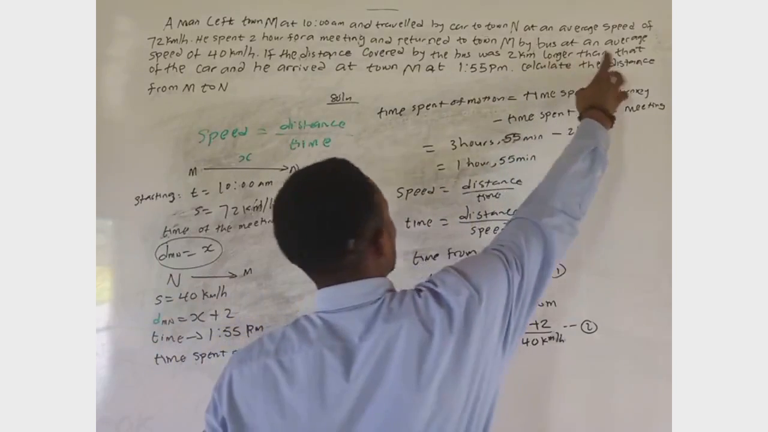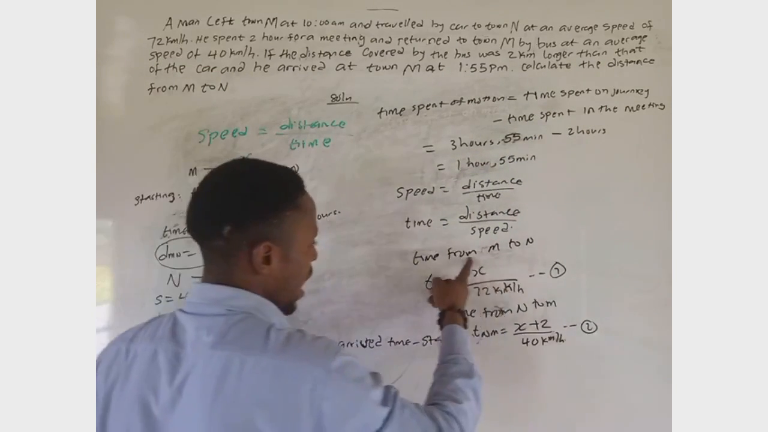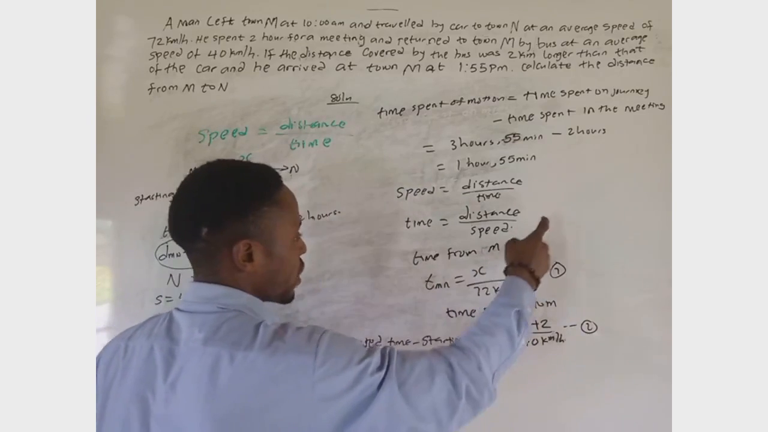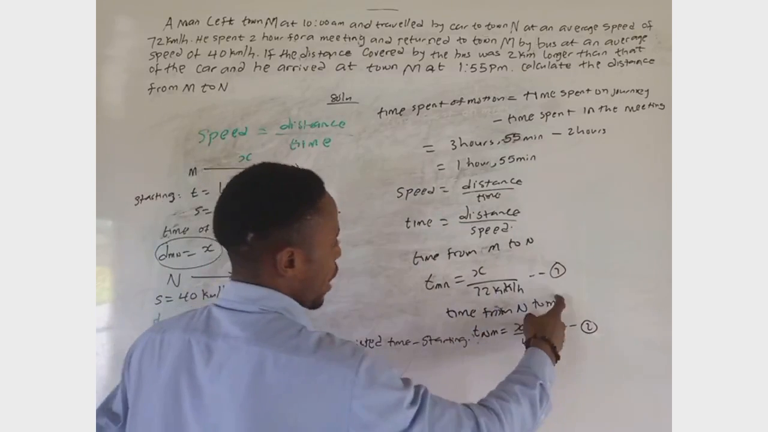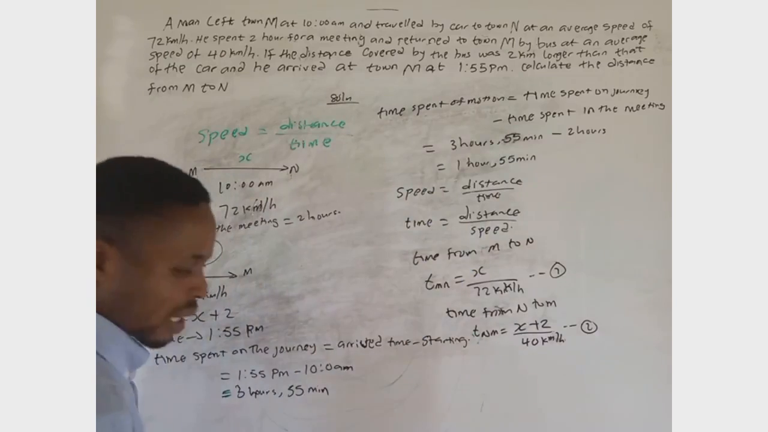Now to get the total distance from M to N, you add the time you take for the journey from M to N plus the time you take from N to M, equal to the time spent on what? On motion. So let's do the calculation.